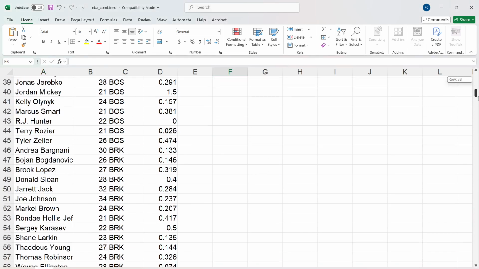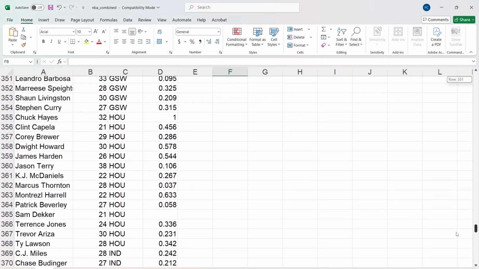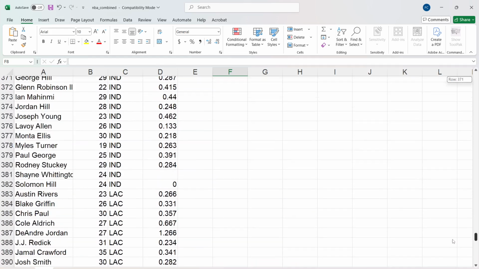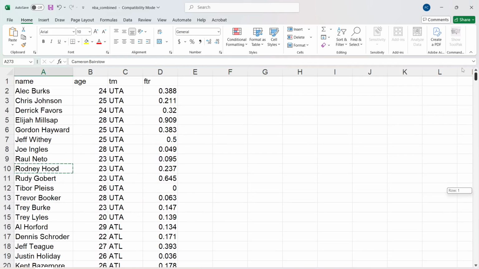It goes on for a while. Got a couple of different teams in here, and we can see if we have all of them or not, and if we're missing any individual players. This data is about 10 years old. But what I've got is the player name, the age of a player, the team they're playing for, which is Utah Jazz here, and their free throw rate.